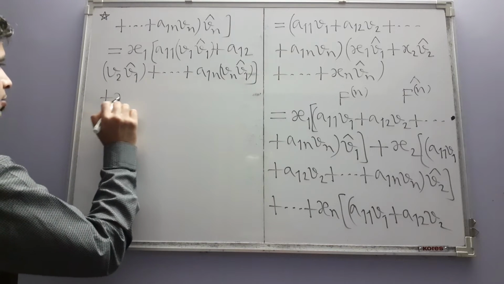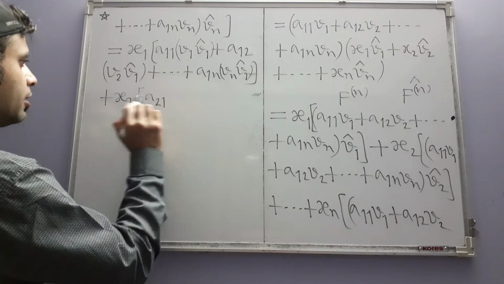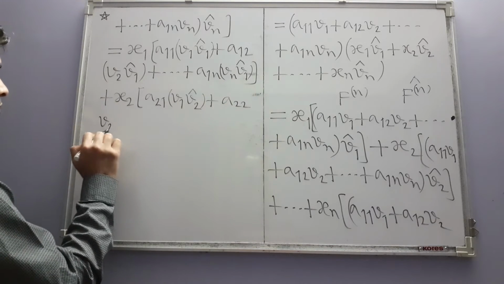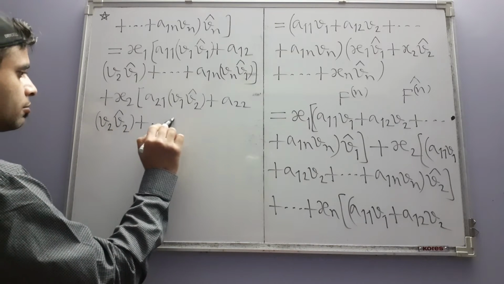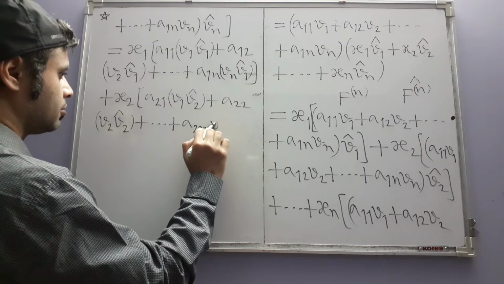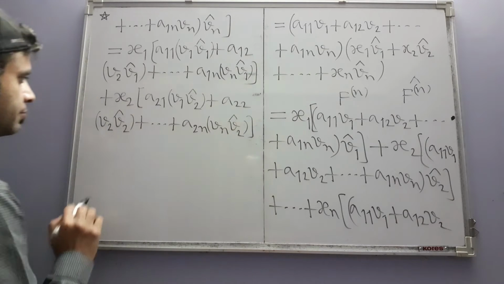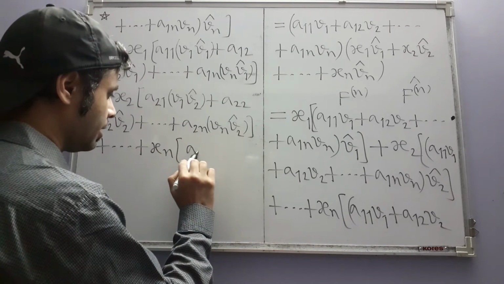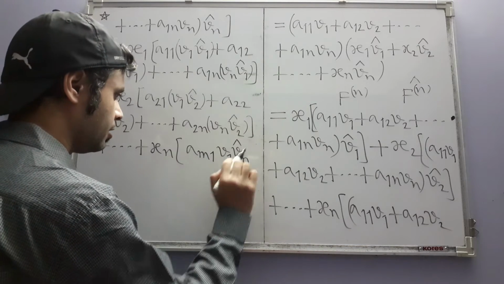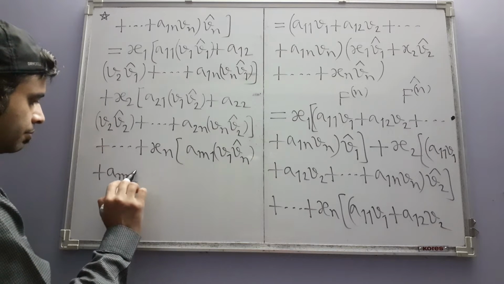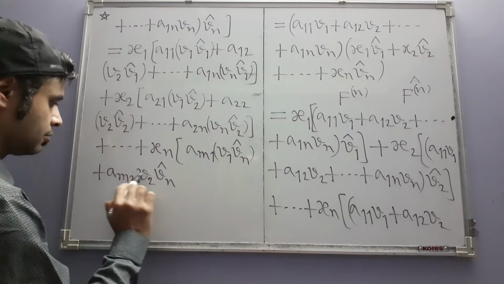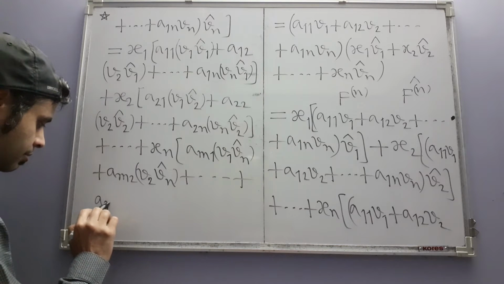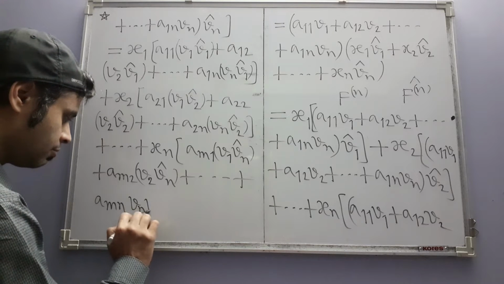Like that, let me now quickly write the other things. a21, v1, v2 hat plus a22, v2, v2 hat plus a2n, vn, v2 hat, xn, am1, v1, vn hat plus am2, v2, vn hat. You should not get confused. These things, I mean, you can see how easy it is to make mistakes here. amn, vn, vn hat.